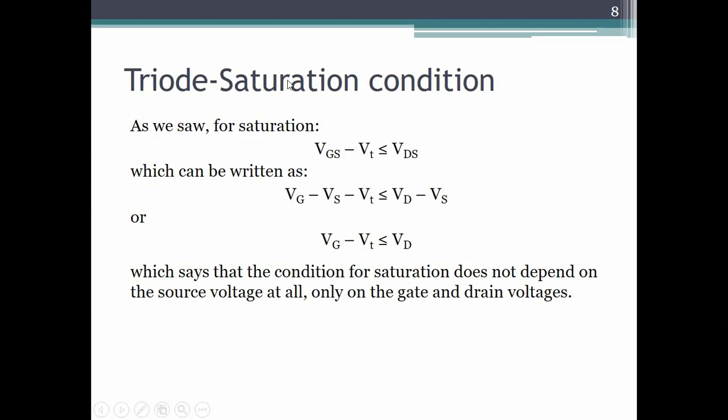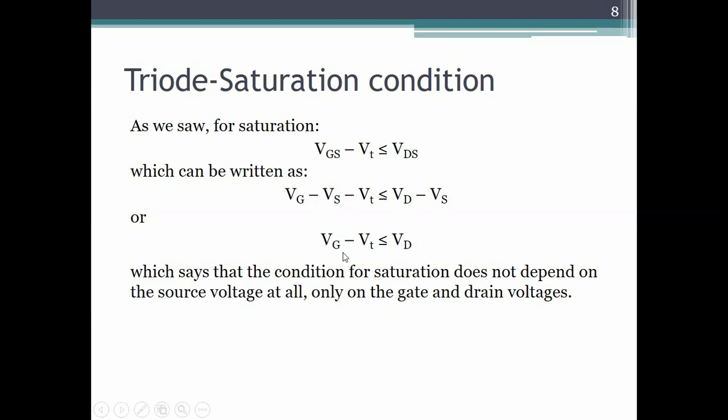Just a remark about the condition. For saturation, VGS minus VT must be less than or equal to VDS, or VDS must be greater than VGS minus VT. Now if we write VGS as VG minus VS, and VDS as VD minus VS, the VS will cancel. So we get VG minus VT less than or equal to VD. So this is the saturation region condition.